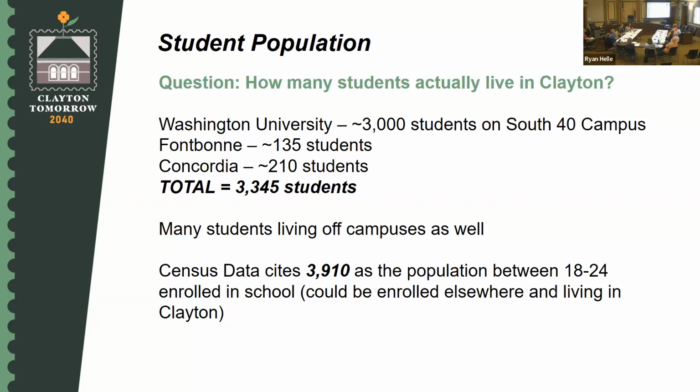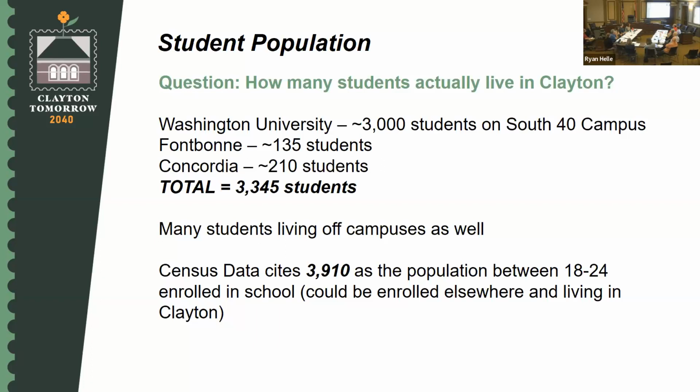And so census data cites 3,910 as the population between 18 and 24 enrolled in school in Clayton. So that's one of the questions, you know, that you can get the age and then you can ask if they're enrolled in school. However, that would count people that live in Clayton and are enrolled in school, but it may not be enrolled in school in Clayton. And so you could be a 19-year-old going to UMSL living in Clayton and still be counted in that number.